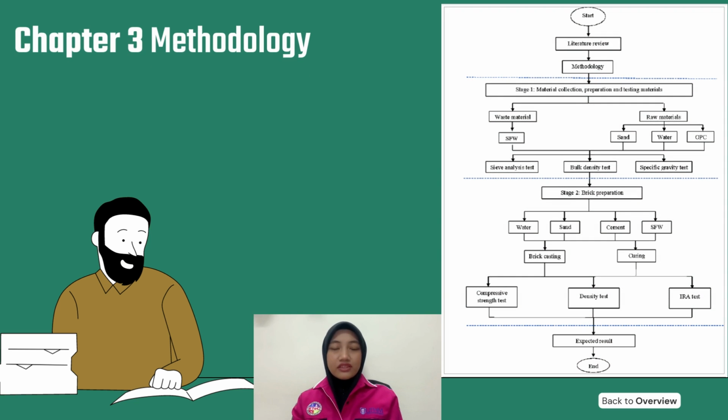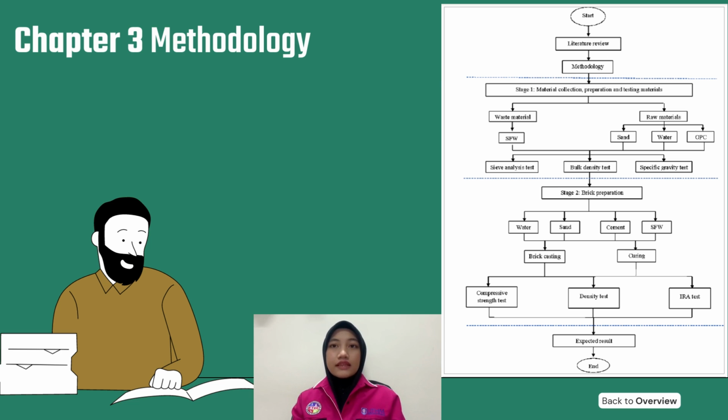Move to chapter 3, methodology. Alright, before beginning the experimental work, this study conducted a literature review and methodology such as sample collecting, material preparation, and material categorization. Waste material and raw materials will be involved in the initial stage of material preparation. In this study, the waste material that will be used is sago fine waste, which is SFW. Following that, the materials will be tested using sieve analysis, bulk density, and also specific gravity. In this study, materials will be prepared using water, cement, sand, and SFW.